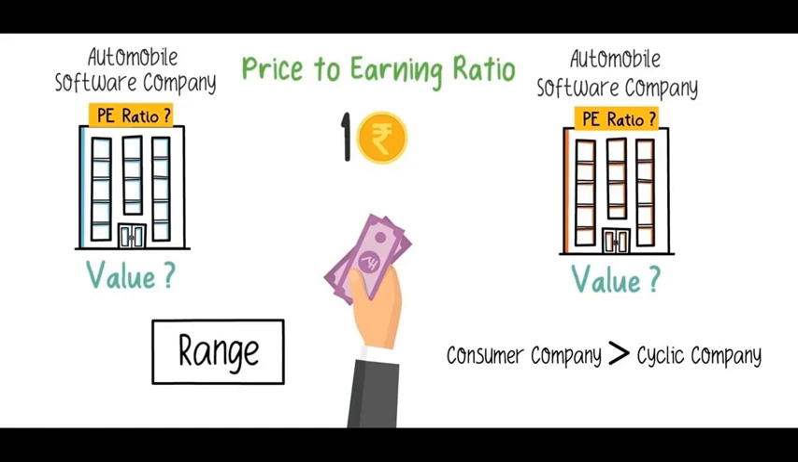Some industries have high PE ratio and some industries have low PE ratio. For example, the textile industry and the metal industry have low PE ratio. On the other hand, consumer retail has higher PE ratio. So the PE ratio will be different from industry to industry.